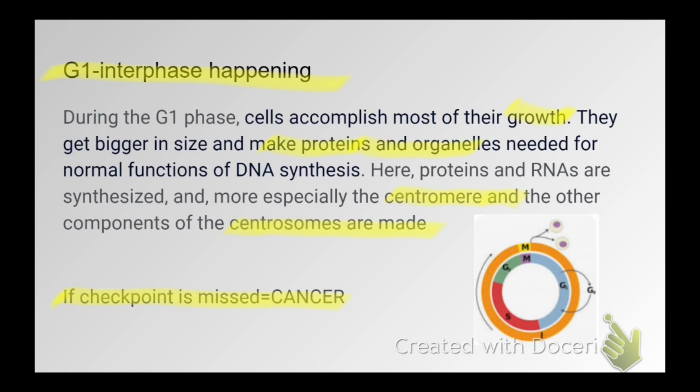So G1, interphase is happening. They're growing, making proteins and organelles. The centromere and centrosomes are made. If we miss this, we can get cancer or a tumor. Not a ton of writing here, so I'm going to give you just a little bit longer.